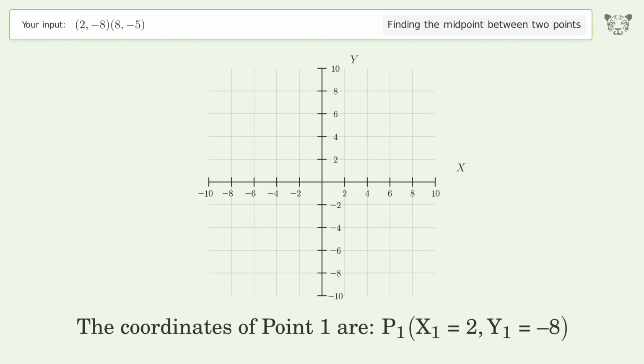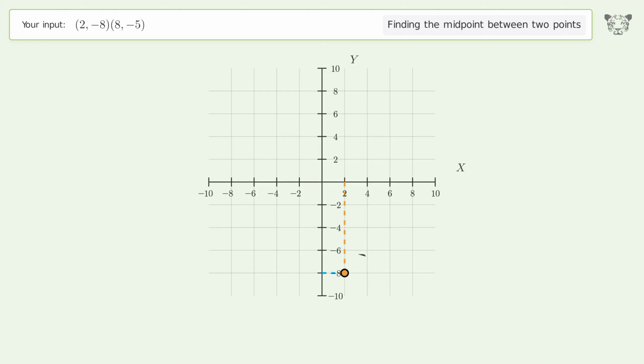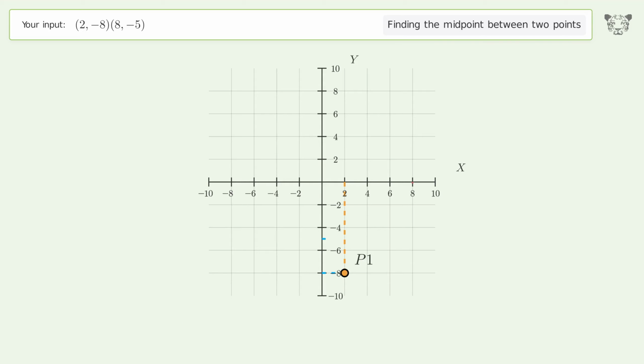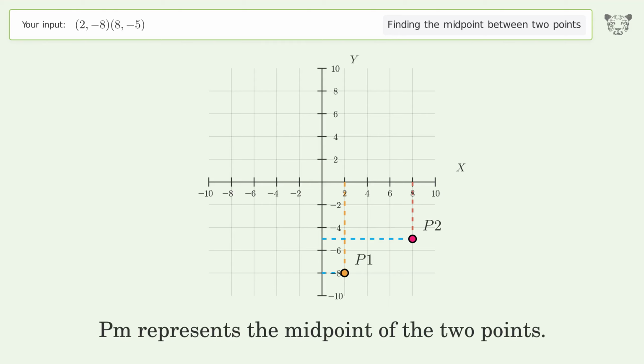The coordinates of point 1 are, x1 equals 2, y1 equals -8. The coordinates of point 2 are, x2 equals 8, y2 equals -5. PM represents the midpoint of the 2 points.